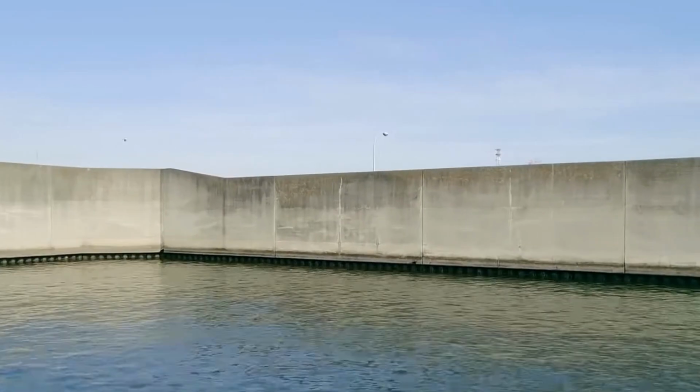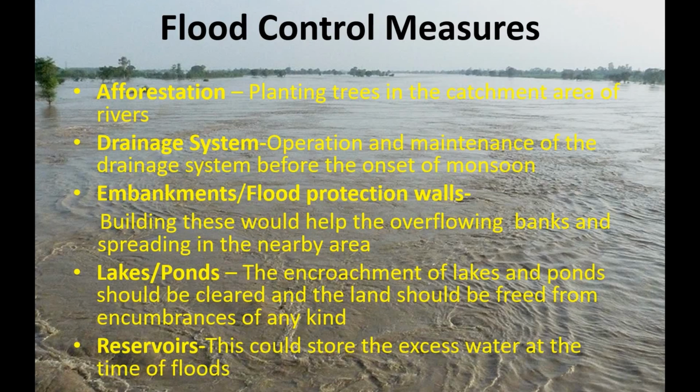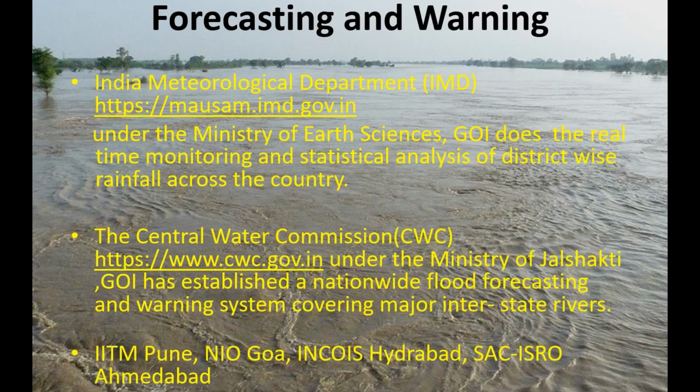Now come to the lakes and ponds. The encroachment of lakes and ponds in the cities and metros should be cleared and the land should be freed from encumbrances of any kind to help prevent floods. Bangalore is one of the examples where new settlements on the previous lakes and ponds resulted in floods. Similarly, the natural reservoirs can be preserved and artificial reservoirs can be built which could store the excess water at the time of floods. Now let's go to the forecasting and warning.